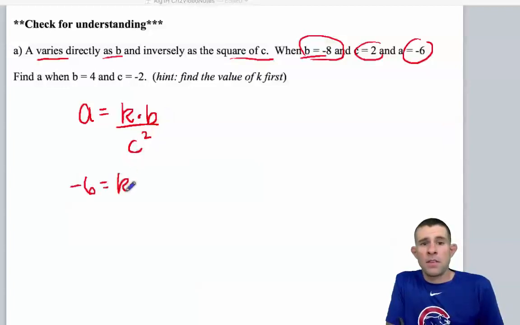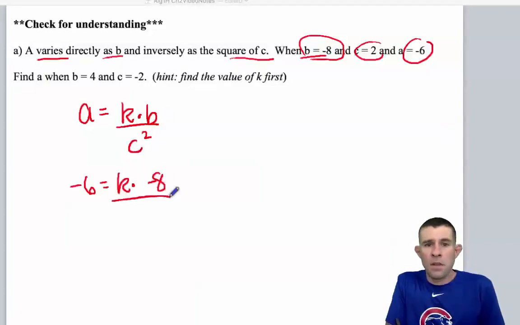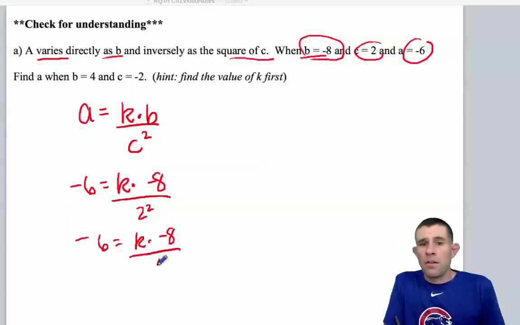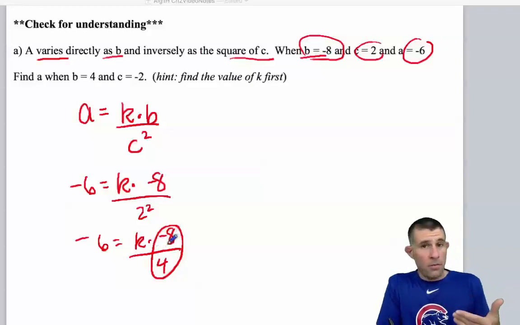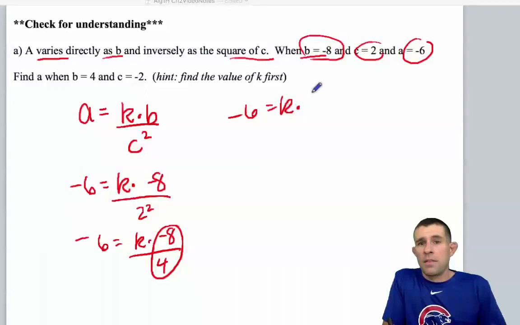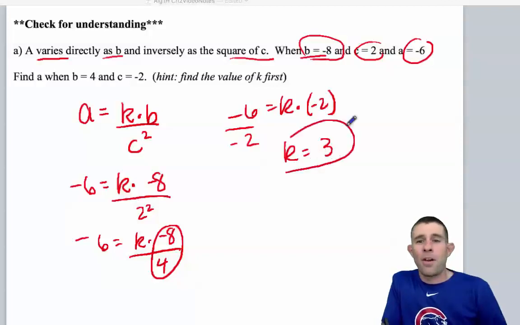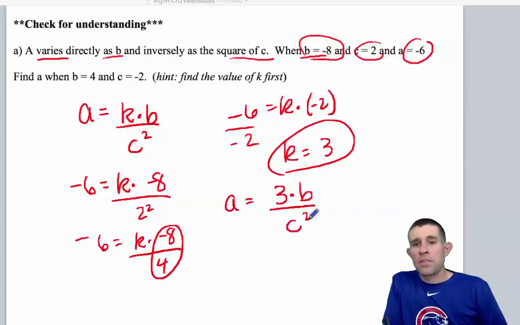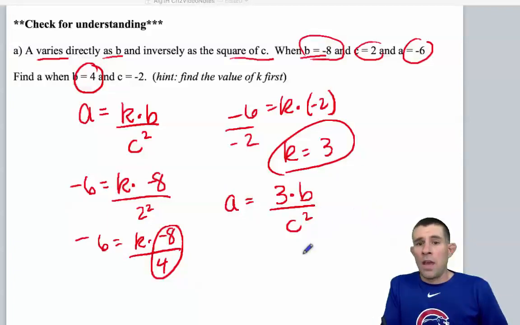We have negative 6. K times negative 8 divided by 2 squared. Now 2 squared is 4, so we have negative 6 is equal to K times negative 8 over 4. Negative 8 divided by 4 is negative 2. If I then rewrite negative 6 is equal to K times negative 2, divide both sides by negative 2, my K value is 3. All right, now we're ready to rock. A is equal to 3 times B over C squared. Go ahead and substitute the value of 4 in for B and negative 2 in for C and find the value of A.